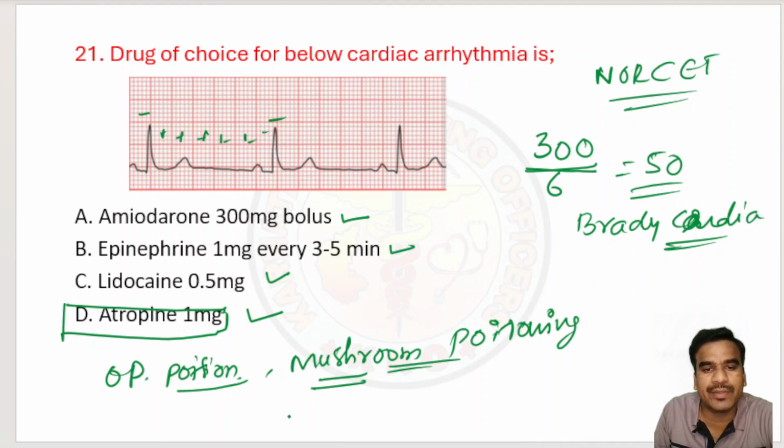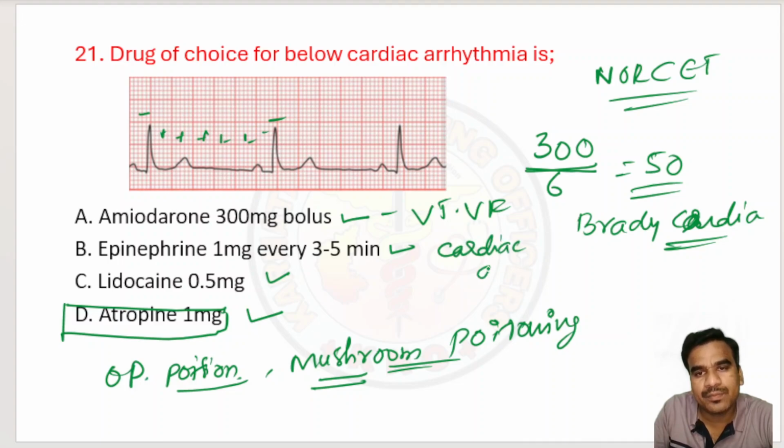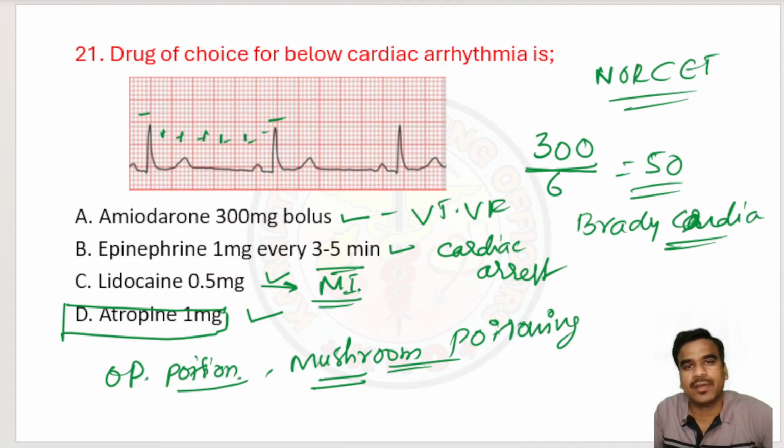So when do we give amiodarone? Amiodarone we are giving in tachycardias and fibrillations, ventricular VT and VF. Epinephrine we are giving in cardiac arrest. During cardiac arrest, we give injection epinephrine, that is injection adrenaline, 1 mg every 3 to 5 minutes. And here lidocaine is the drug of choice in myocardial infarction, MI.